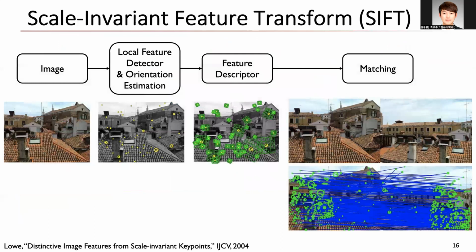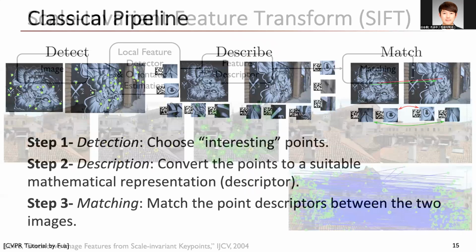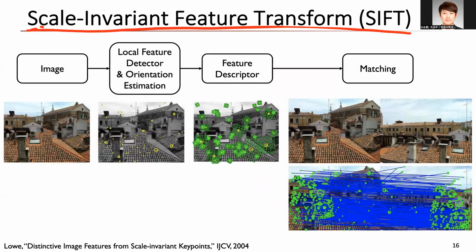Among them, the scale invariant feature transform, which is called SIFT, is the pioneer work for the image matching task. This paper summarized this previous pipeline for image matching. So their goal is similar: given two images like this, we want to find the correspondence like this.